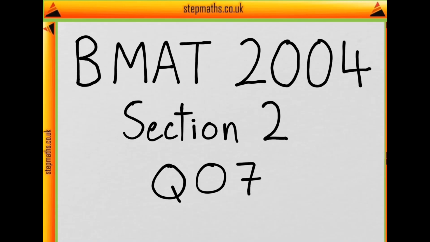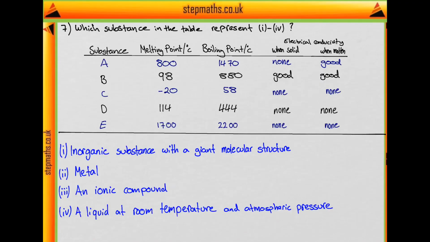Hello, in this video I'll be showing you how to answer the BMAT 2004 Section 2, Question 7. So we have a list of 5 substances A to E, and for each one we're given the melting point, boiling point, and its electrical conductivity when it's a solid and when it's molten. And we're asked which substance represents each of these 4 different types of compounds.